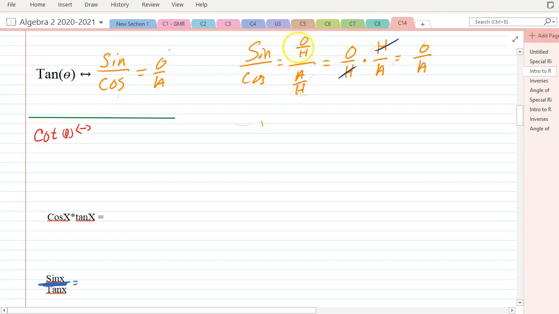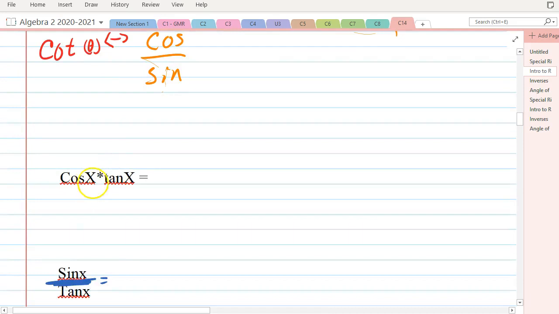What you need to do is switch it to what letters they are, opposite, adjacent, hypotenuse, and then do the simple math. Once you do the simple math, you can easily see that sine divided by cosine is O over A, which is tangent. And think about it. Cotangent is the same thing as tangent flipped upside down. So what would cotangent be? Simply cosine over sine.